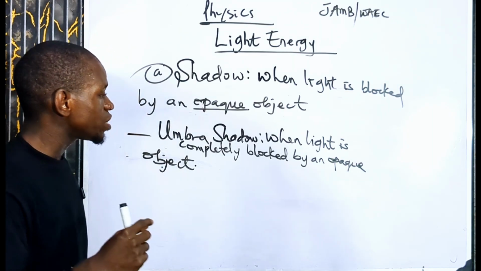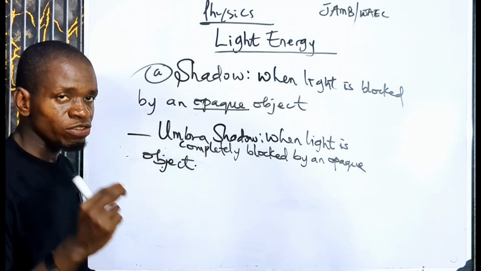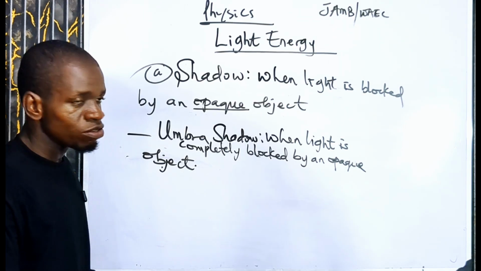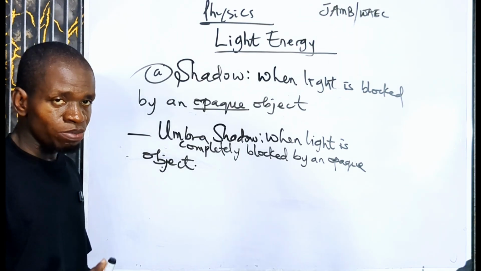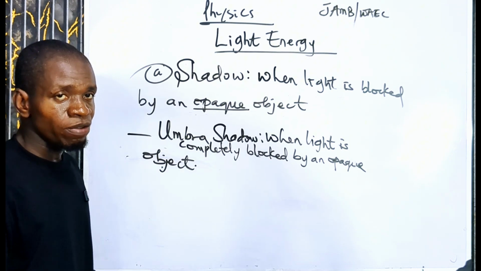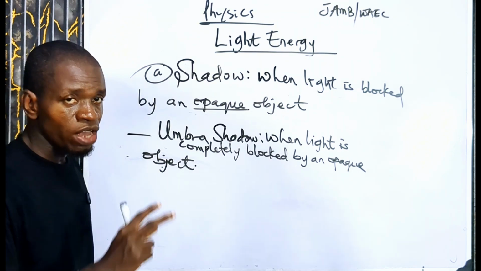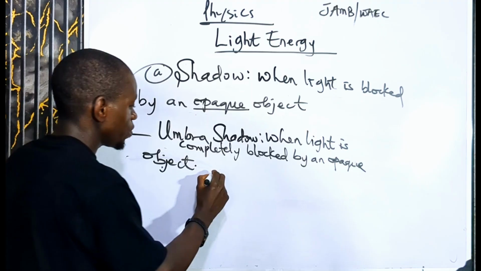And the only way it forms is when the source of light is very small. So whenever the source of light is small and the opaque object is big, what is going to be formed is an umbra shadow. You're not going to have penumbra shadow. So this is what I mean by that.